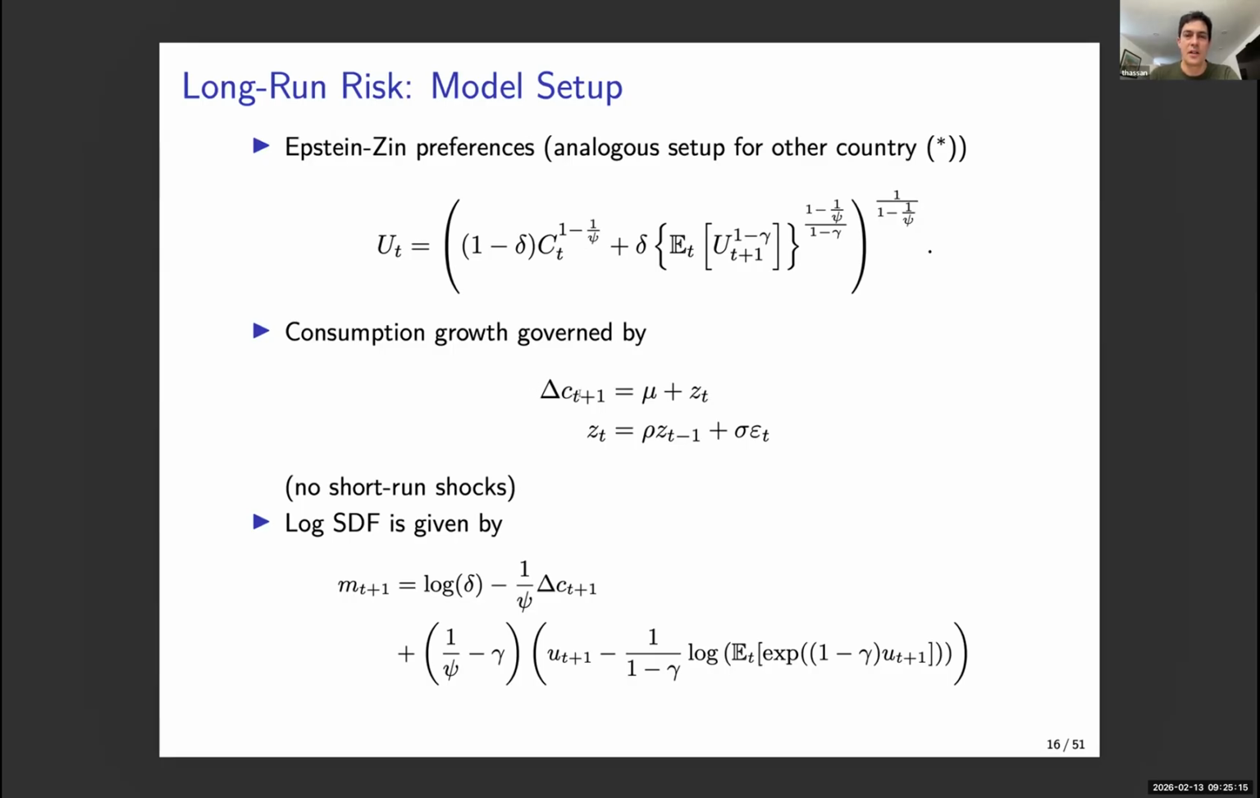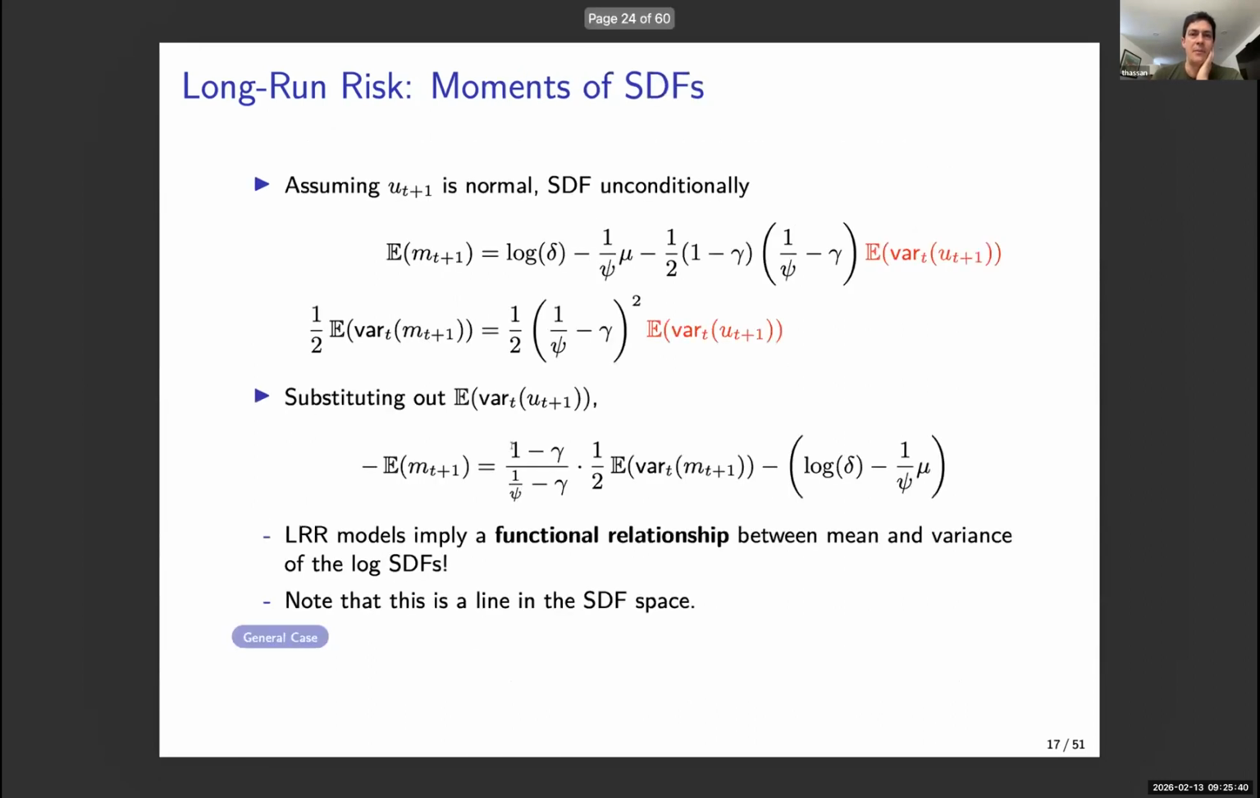We're going to have consumption growth have a long run component Z. So there are persistent shocks to consumption growth, and that's what makes these models tick. Let me get rid of the short run shock here just to make the math easy. This is a problem set that I assign my students. You solve for the log of M. It's some stuff here. And then you can solve for the E of M, the expected SDF, and the variance of M.